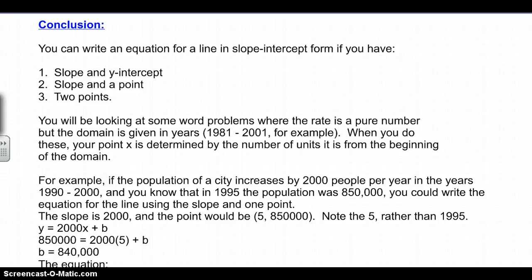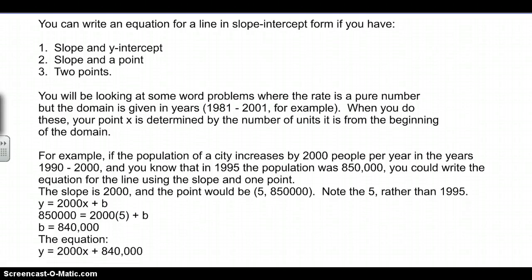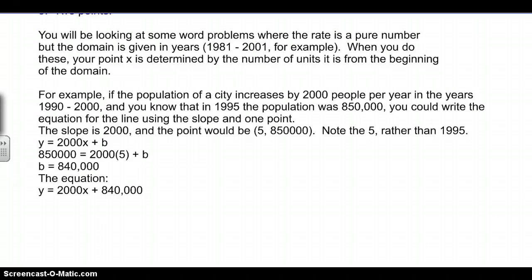And I know this is a little bit confusing, but if you look at this example here at the bottom, if the population of a city increases by 2,000 people per year in the years 1990 to 2000, and you know that in 1995 the population was 850,000, you could write the equation for the line using a slope and 1 point. Now, the slope is easy to see. The 2,000 people per year, remember, rate of change is always slope, so the slope is 2,000. But the point is where students usually go off base here.